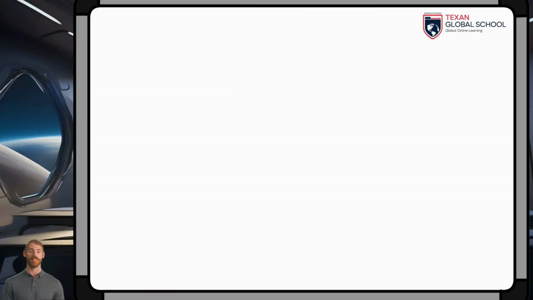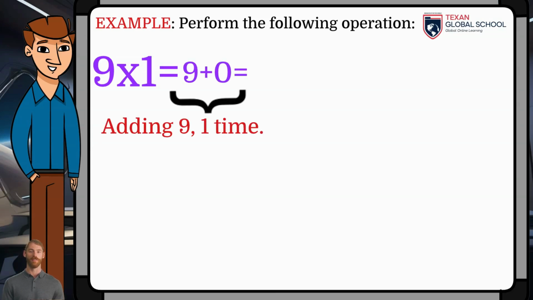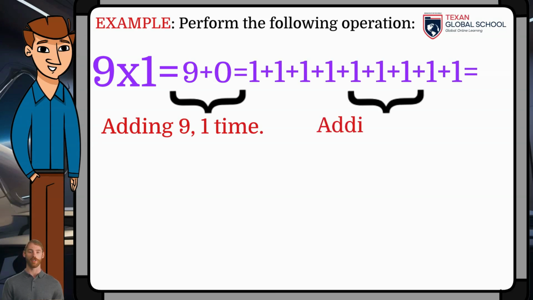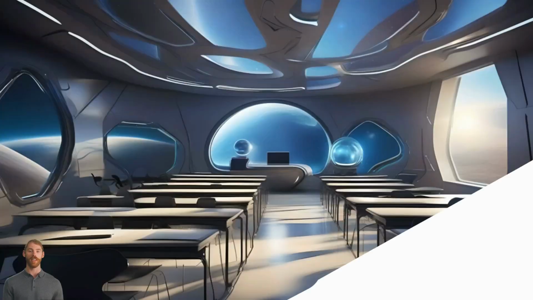Let's see a first example. If we multiply 9 by 1, this means that we add 9 only once. Or we add 1 9 times. Therefore, 9 times 1 is 9. The model represents 9 squares in 9 rows by a column. So, we have 9 ones. Hence, we conclude that 9 times 1 is 9.